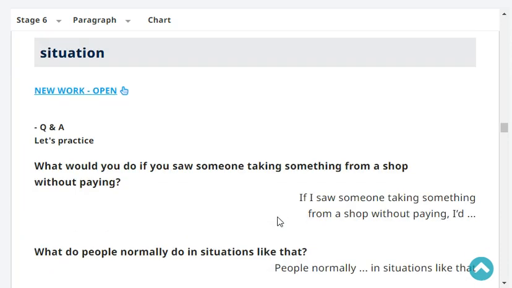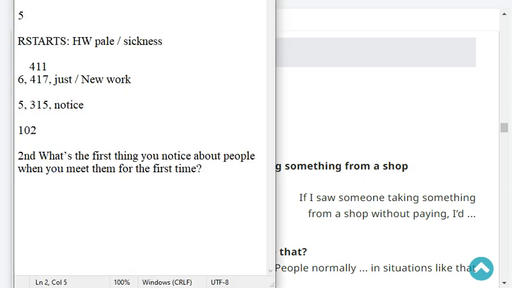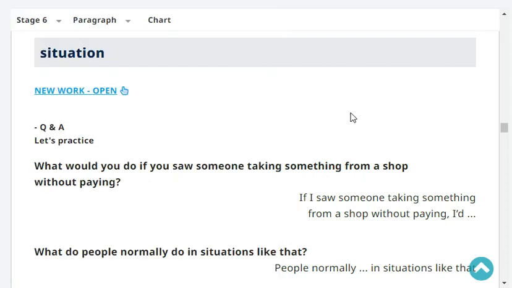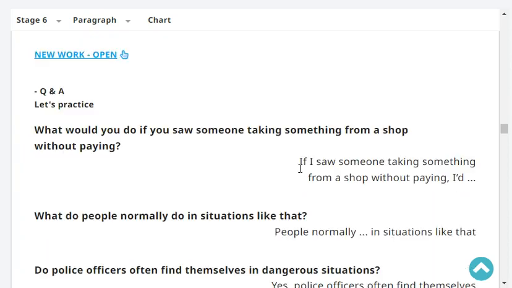What would you do if you saw someone taking something from a shop without paying? If I saw someone taking something from a shop without paying, I'd call the policeman. Very good.